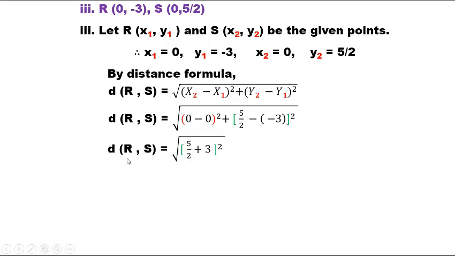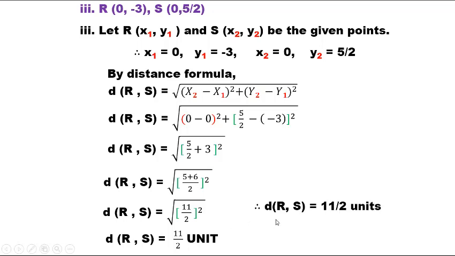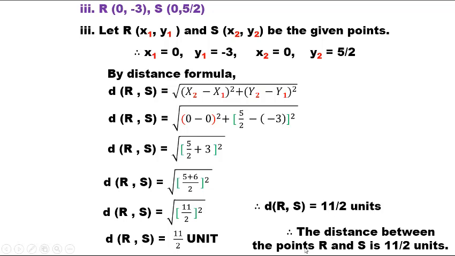Therefore, the distance of R and S is equal to the square root of (5/2 plus 3) squared. The distance of R and S is equal to the square root of ((5 plus 6)/2) squared, which is the square root of (11/2) squared. Therefore, the distance between R and S is equal to 11/2 units. The distance between points R and S is 11/2 units.